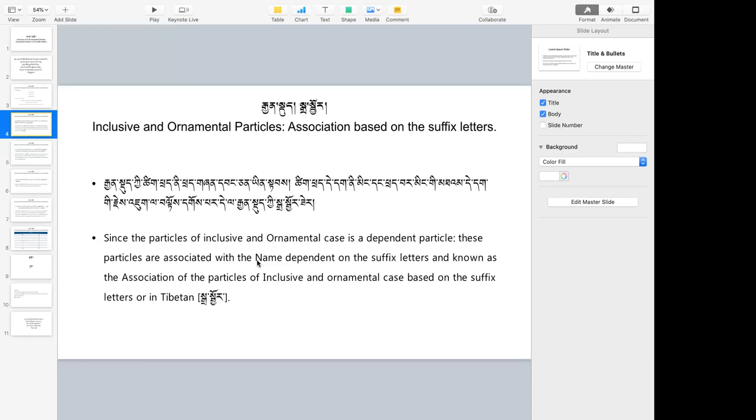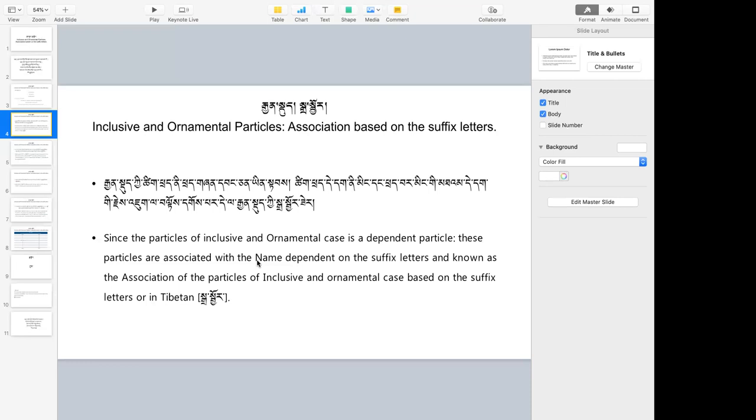So since the name is dependent on the suffix letter, the association of particles with the name is dependent on the suffix letter. It's known as association, and so this particular property or characteristic is known as association of particles on the basis of suffix letter. In this particular case, it is particles of inclusive and ornamental case, like we already discussed during the third grammatical case, where we talked about the association of the particles of third grammatical case based on the suffix letters.